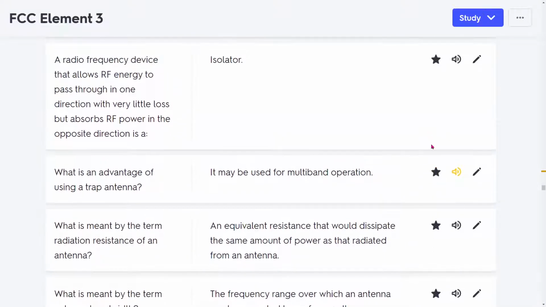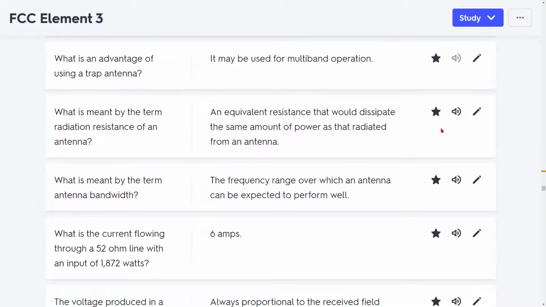What is an advantage of using a trap antenna? It may be used for multiband operation. What is meant by the term radiation resistance of an antenna? An equivalent resistance that would dissipate the same amount of power as that radiated from an antenna.